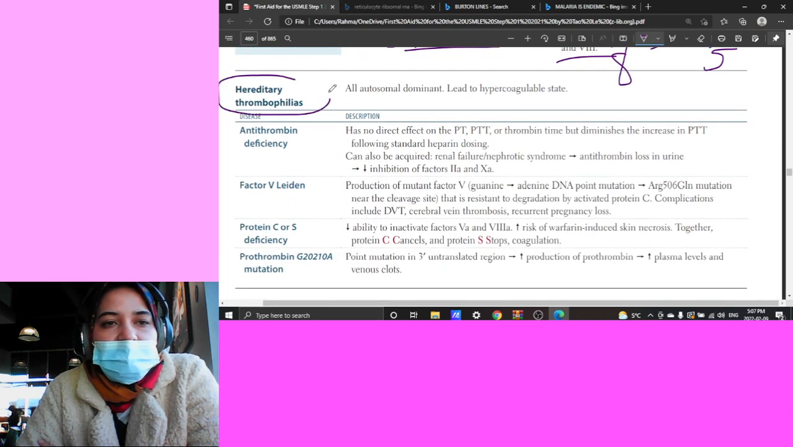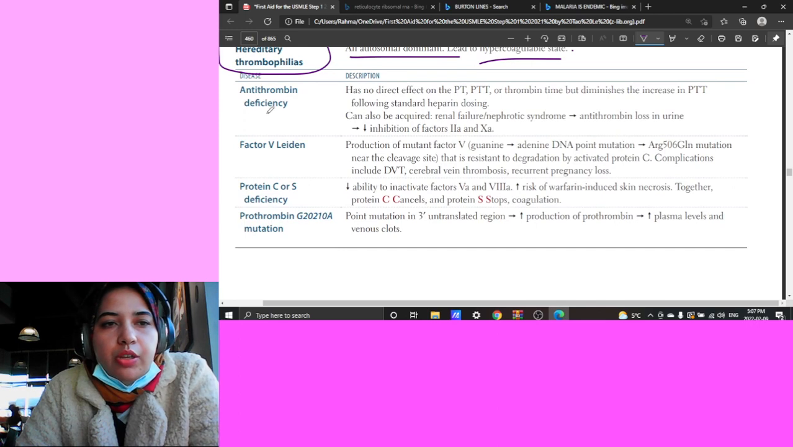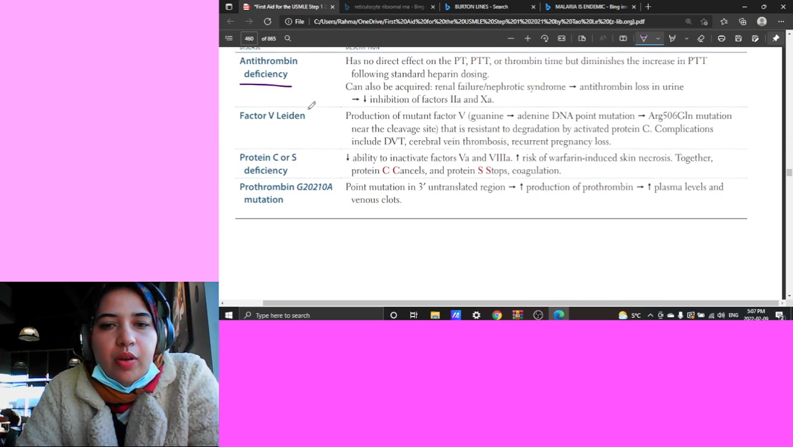Hereditary thrombophilia. These are conditions that all lead to hypercoagulability. You have antithrombin deficiency.